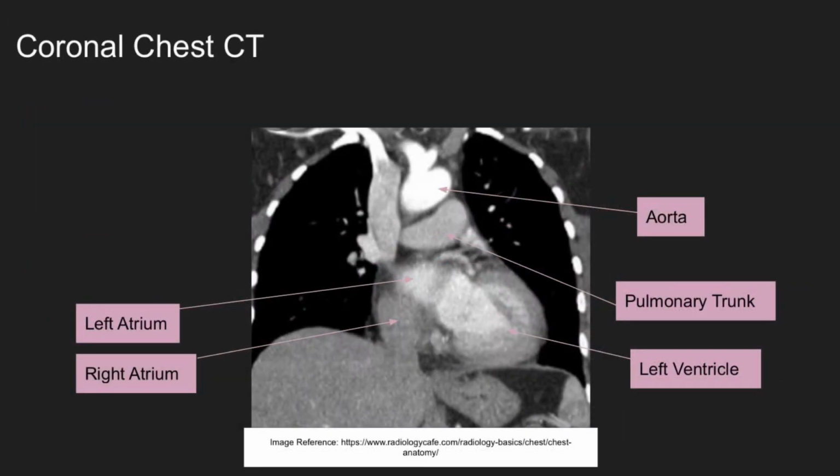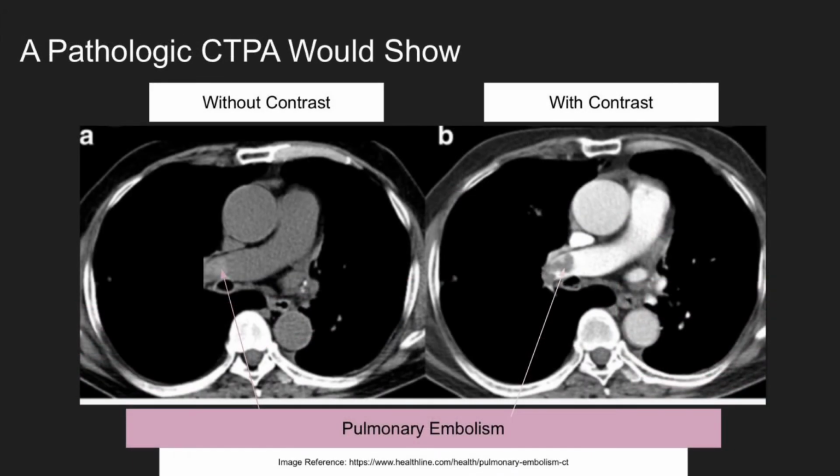Here is a coronal chest CT view with some of the same structures labeled again: aorta, pulmonary trunk, left ventricle, right atrium, and the left atrium. A pathologic CTPA would show something like this. The one on the left is a CTPA without contrast, the one on the right is with contrast, and we can see a pulmonary embolism in the pulmonary artery there.